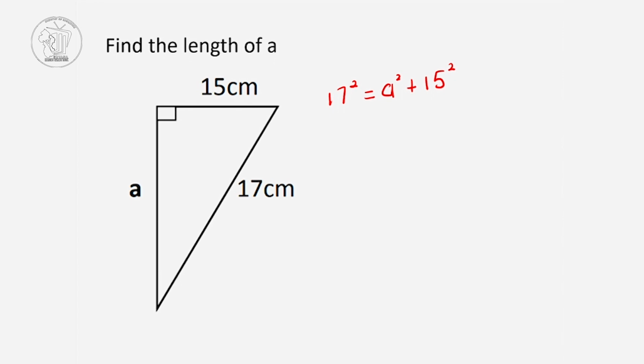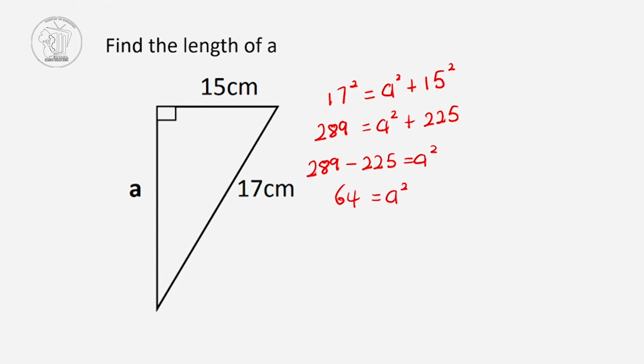And then we square everything. So 17 squared would give us 289. And this is equal to a squared plus 15 squared, which would give us 225. And now we want to solve for a. So this 225 is adding. When we take it over, it will subtract. So we'll have 289 subtract 225, and that is equal to a squared. So 289 subtract 225 would give us 64, and that is equal to a squared.